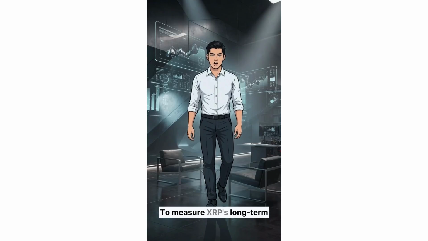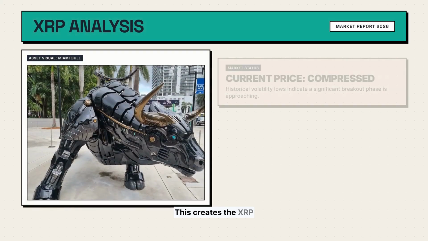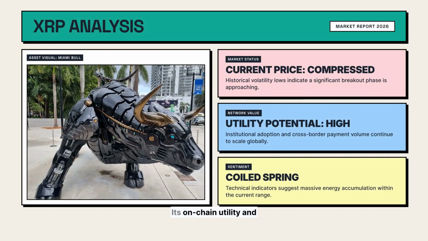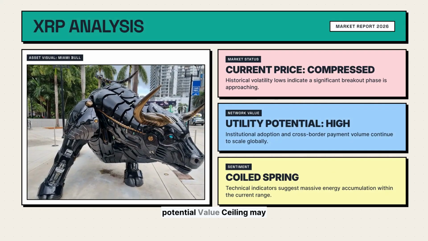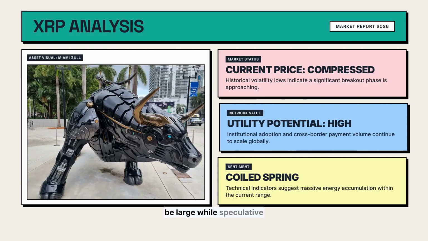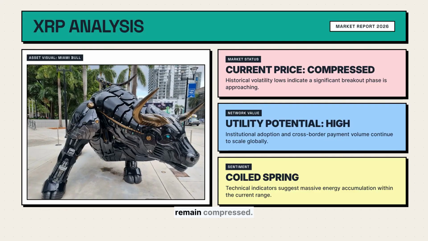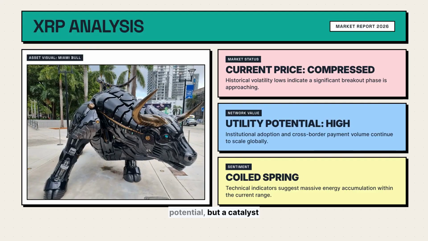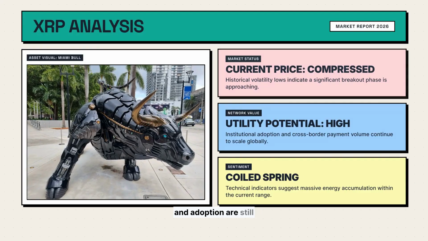To measure XRP's long-term potential, we created the SWIFT penetration rate. It measures the percentage of the approximately $5 trillion daily SWIFT volume that XRP is capturing. The analysis places current penetration at around 0.01%, which is still microscopic. This creates the XRP coiled spring narrative. Its on-chain utility and potential value ceiling may be large, while speculative energy and market price remain compressed. The gap suggests latent potential, but a catalyst and adoption are still required.